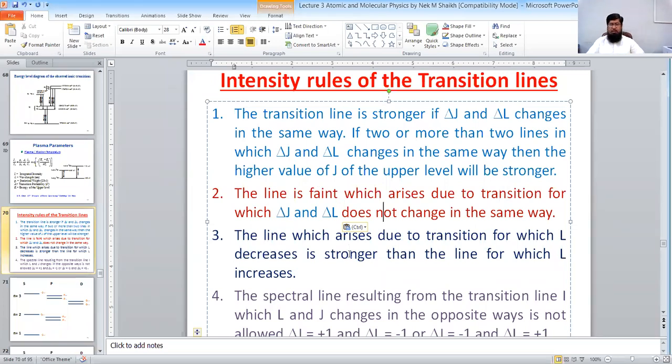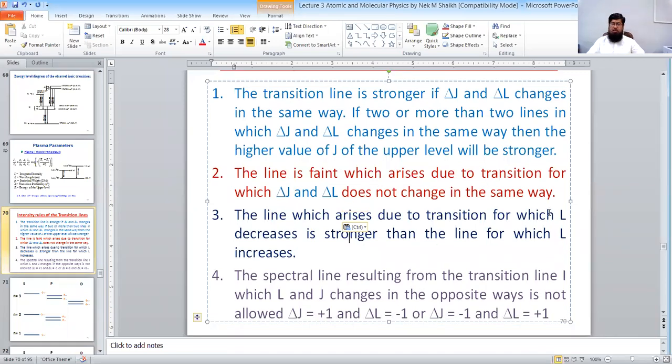तीसरा रूल क्या है, the line which arises due to the transition for which L decreases is stronger than for which L increases. अब ट्रांजिशन लाइन है फर्ज कर लेते हैं जिसमें L डिक्रीज हो रहा है तो वो स्ट्रॉन्गर होगी as compared to the transition line in which L increases. इसके हम एग्जांपल्स पे आते हैं.